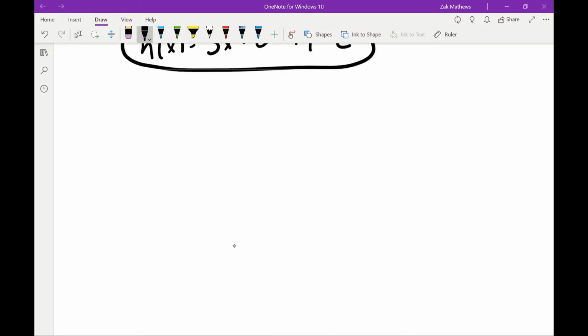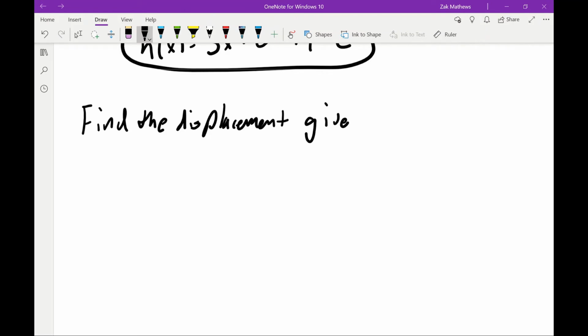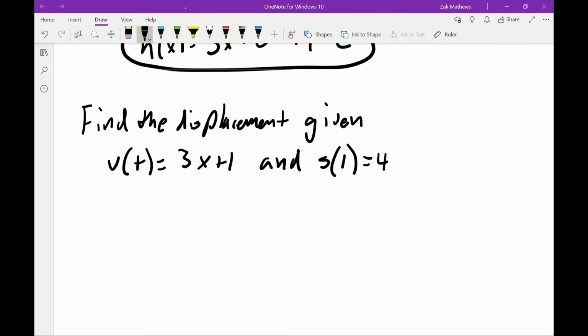Let's find the displacement. Given a velocity of 3x plus 1 and the position at 1 is equal to 4. And I want to find that displacement between t is equal to 0 and t is equal to 2.